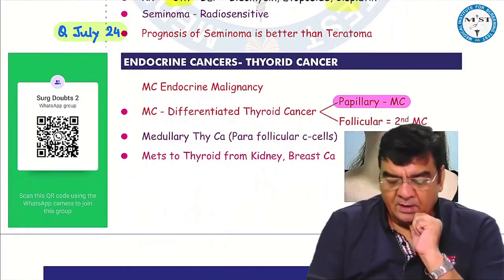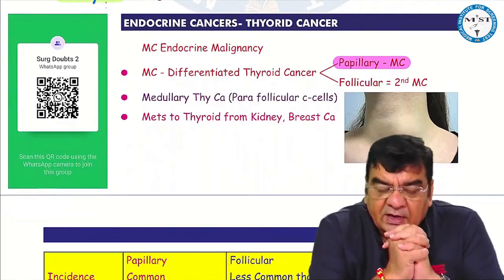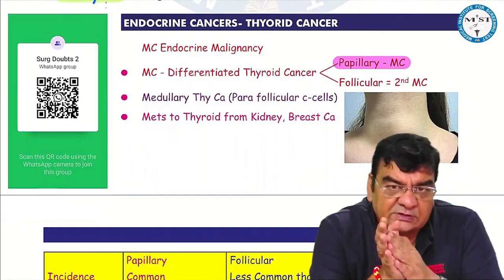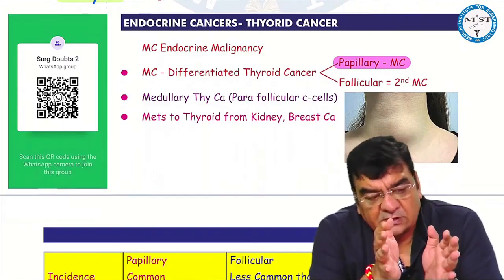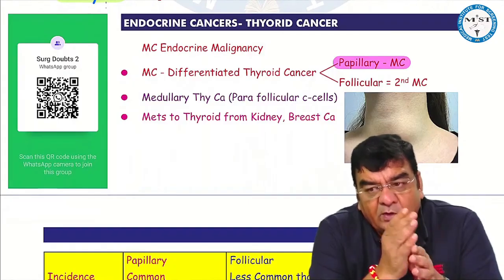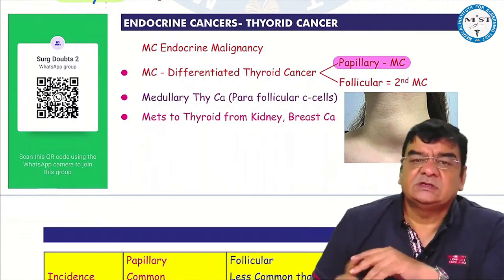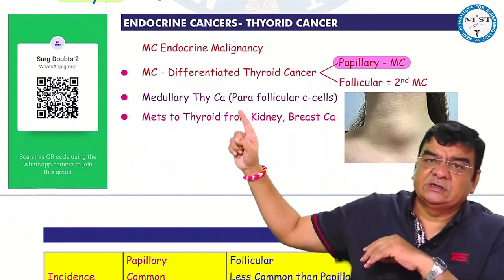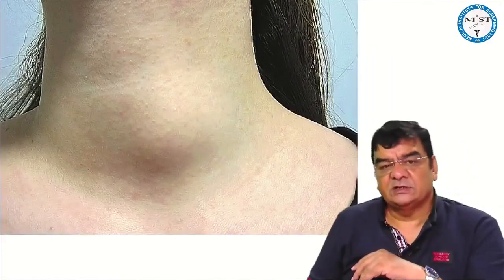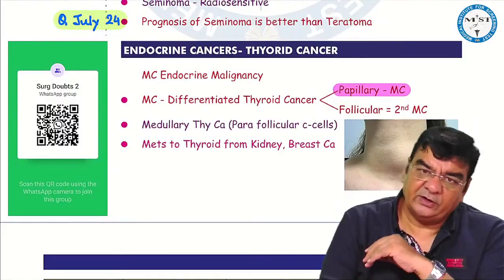If we look at thyroid cancers, it is a common endocrine malignancy, and malignancy in the thyroid can originate from the follicles or the parafollicular C cells. Majority are from follicular cells, which can be papillary or follicular thyroid cancer. Malignancy from parafollicular C cells will be medullary thyroid cancer. Metastasis can come to the thyroid from other cancers, maybe breast cancer or kidney cancer. The commonest thyroid cancer is papillary thyroid cancer.